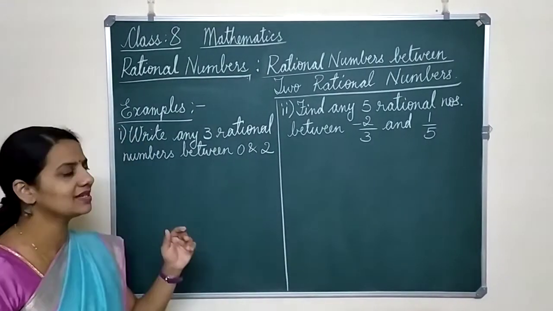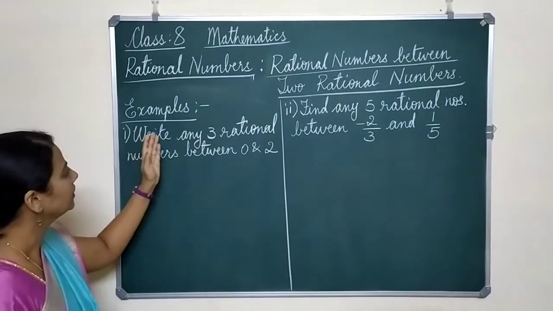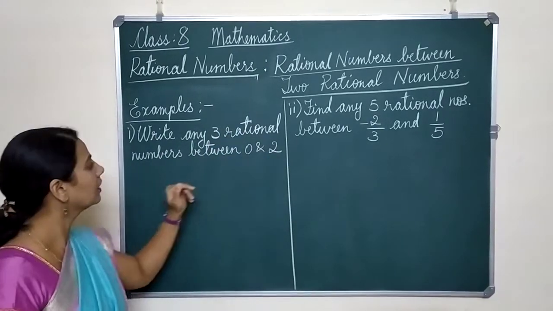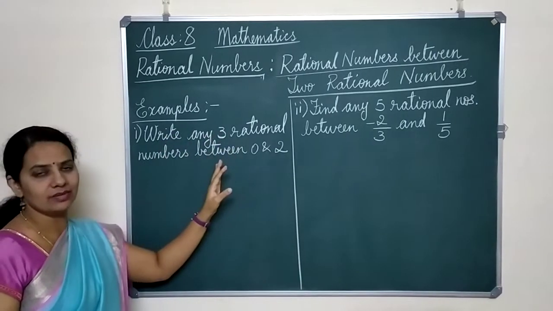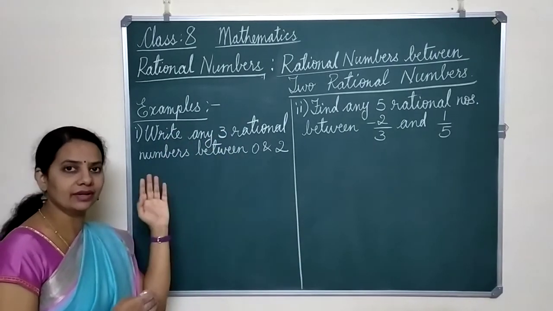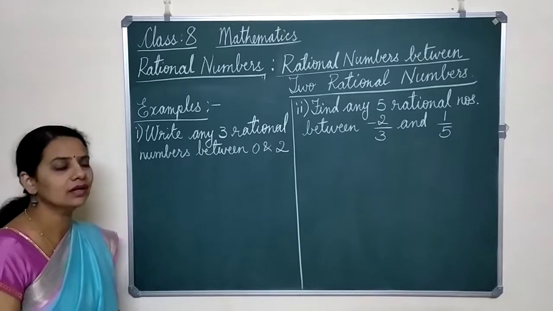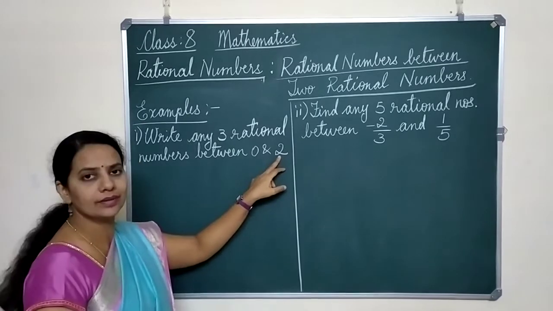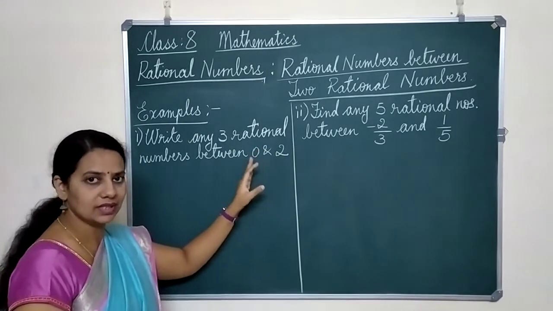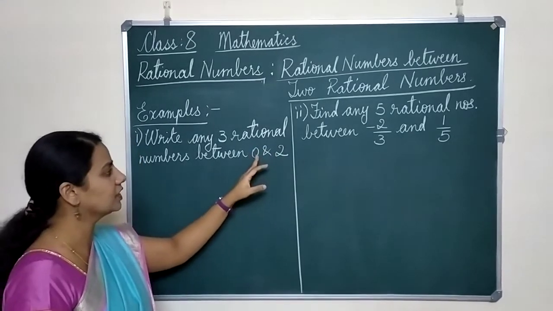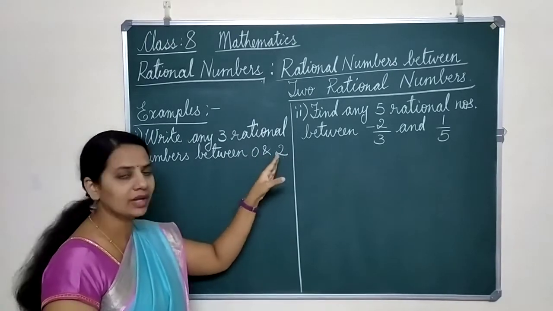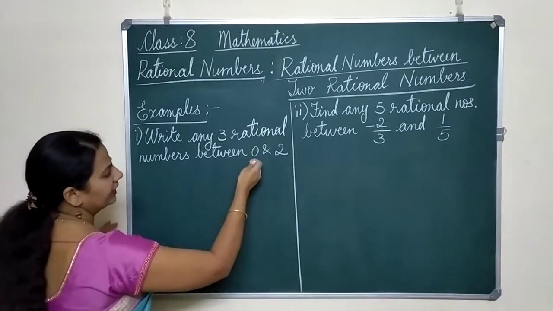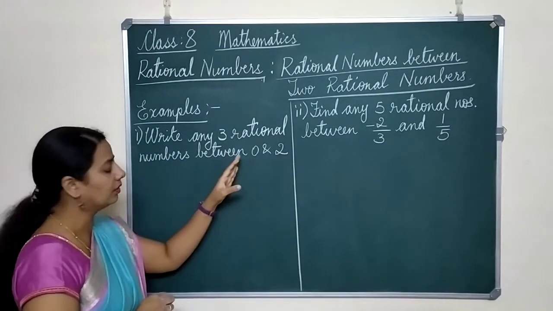Now we will see some example sums. Write any three rational numbers between 0 and 2. We want any three rational numbers, because we already know that an infinite number of rational numbers will be there. So 0 and 2 are rational numbers, right? These are integers as well as rational numbers. 0 can be written as 0 by 1 and 2 can be written as 2 by 1, right? We will take equivalent fractions of this.